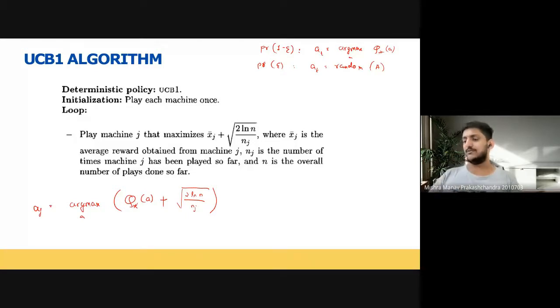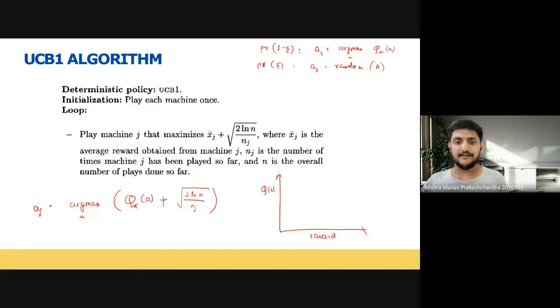So what it does is, with time, as you pull more and more of arm j, with increasing nj, this quantity goes on decreasing. To explain it better, like sir had taught in the class, let's say this is my reward, and this is my Q estimate. I should use capital Q.